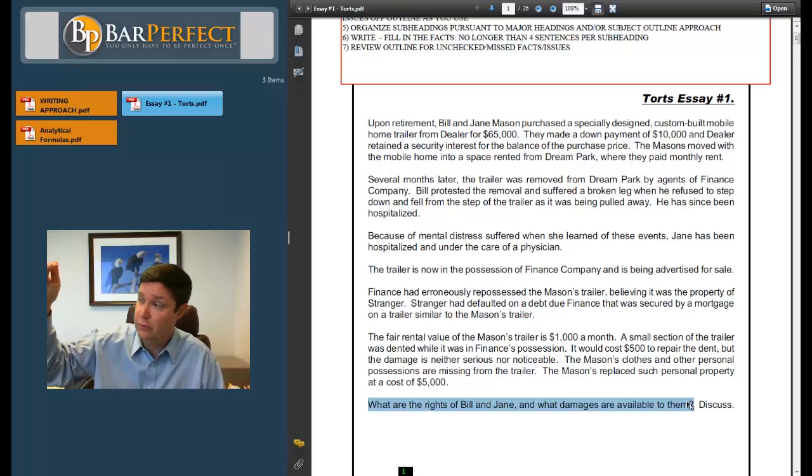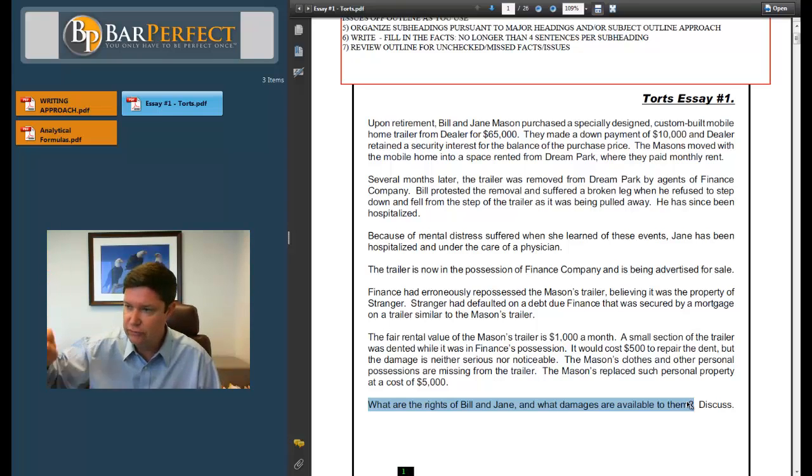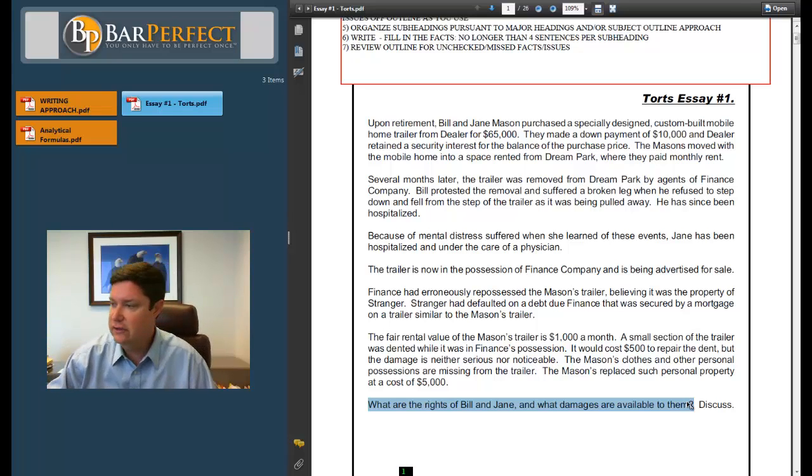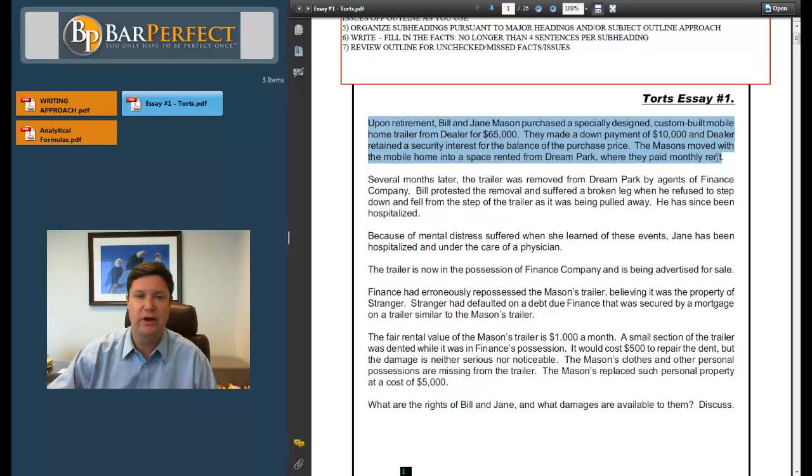For example, in contracts, you start with formation. If you don't have a valid contract, you can't even bother going to damages. So start from point A and go through your checklist, and you organize your issues per that. So in this fact pattern, they give you a bunch of information about damages.